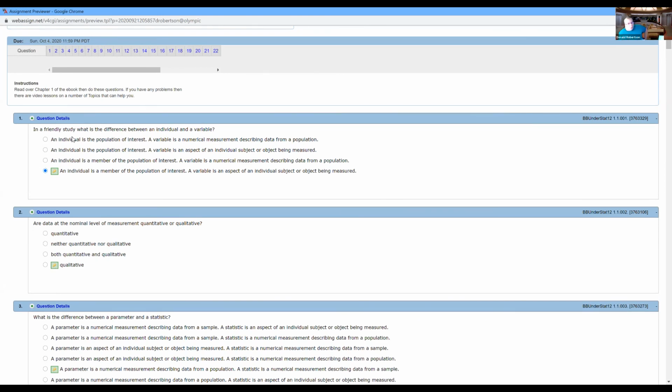Right, in a friendly study, what is the difference between an individual and a variable? An individual is a member of the population of interest, and a variable is an aspect of an individual subject or object being measured. Okay, so an individual is the person that you ask, and the variable is what you asked them. So if I said, I'm picking George and it's his height, George is the individual, but his height is the variable. So when you collect data, the 1,000 people you ask are the individuals. And the variable is typically one thing that you ask them, right?